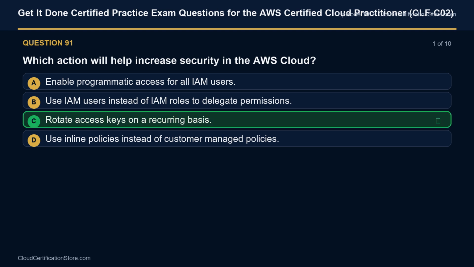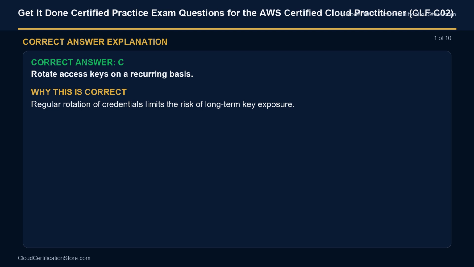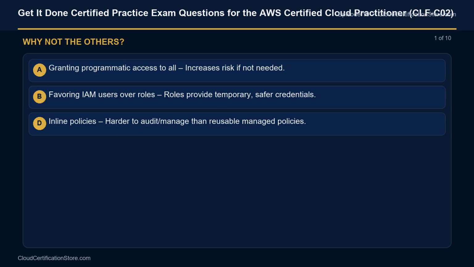The correct answer is C. Rotate access keys on a recurring basis. Explanation. Regular rotation of credentials limits the risk of long-term key exposure. Why not option A? Granting programmatic access to all increases risk if not needed. Why not option B? Favoring IAM users over roles provides temporary, safer credentials. Why not option D? Inline policies are harder to audit and manage than reusable managed policies.